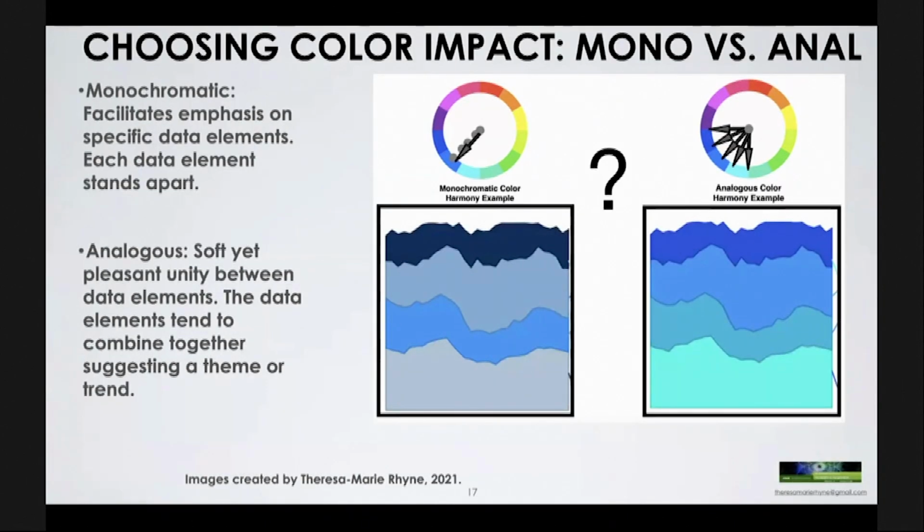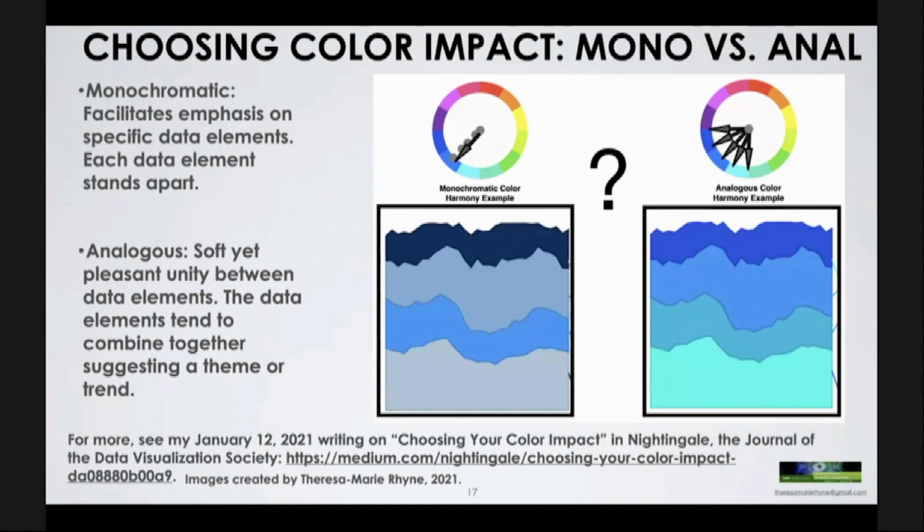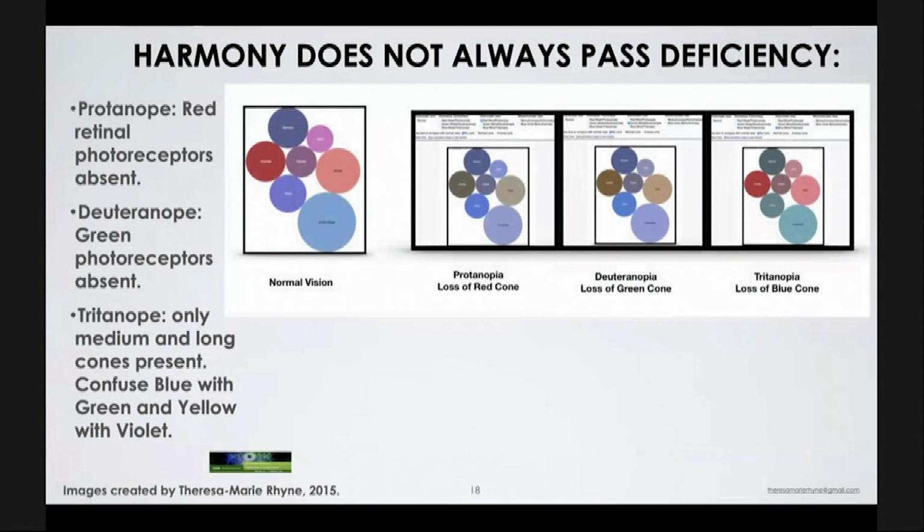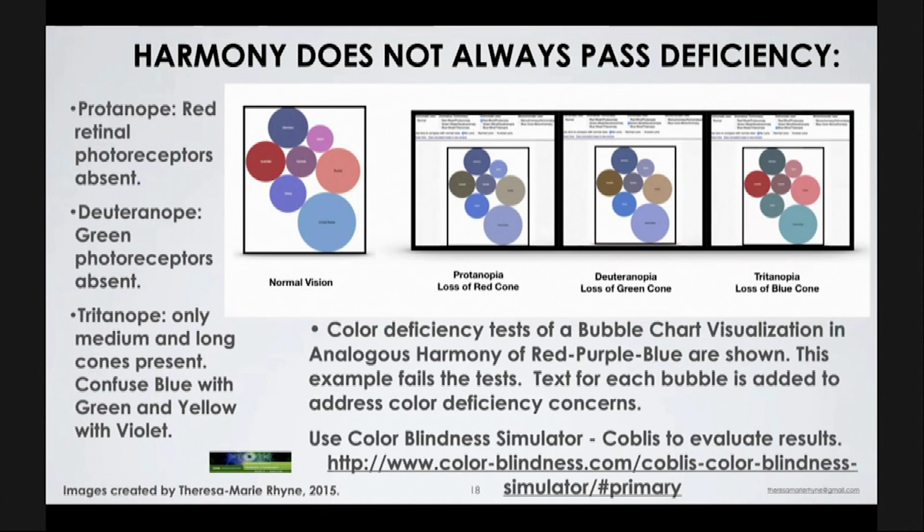Let's choose our color impact. In visualization, you're going to see a lot of use of monochromatic color harmony. This should look familiar to it versus analogous color harmony. But if we think about it, analogous gives you a pleasant combination, whereas monochromatic emphasizes your data elements. Okay, as I alluded to, and here's my example again, color harmony. Just because you're in color harmony doesn't mean you pass color deficiency. So there's the color deficiency I was telling you about. That's why there are little letters describing each of the countries that these balls represent.